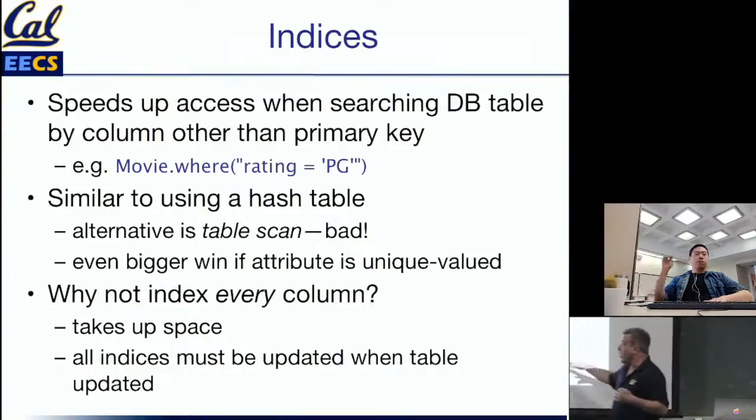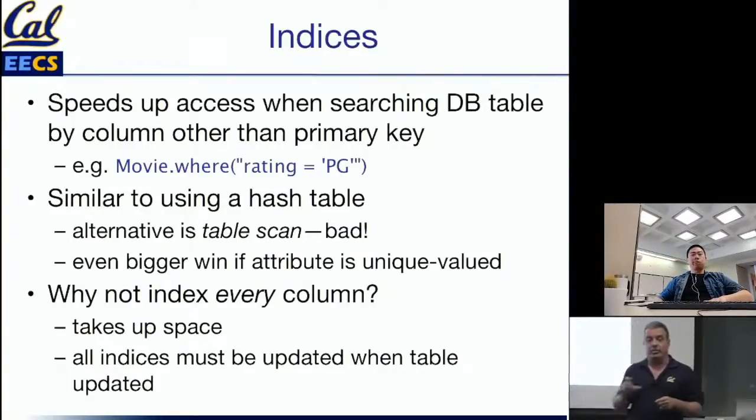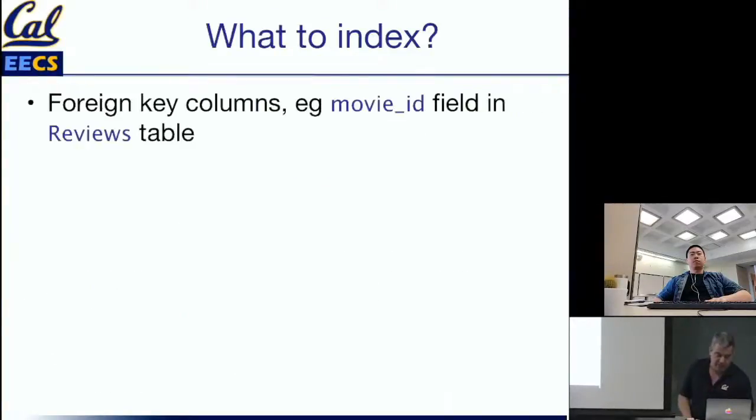And by the way, you use them by putting them in a migration like anything else. There's a migration method called add_index, and you basically tell it which column or columns you want the index on. So what do you index? What are some good things to put in an index column?